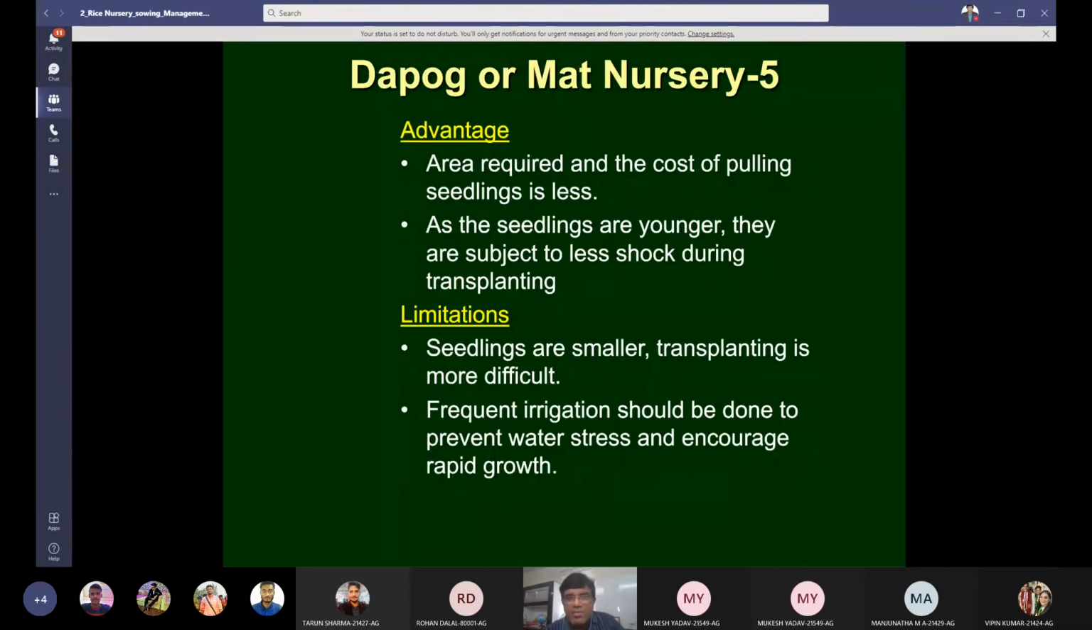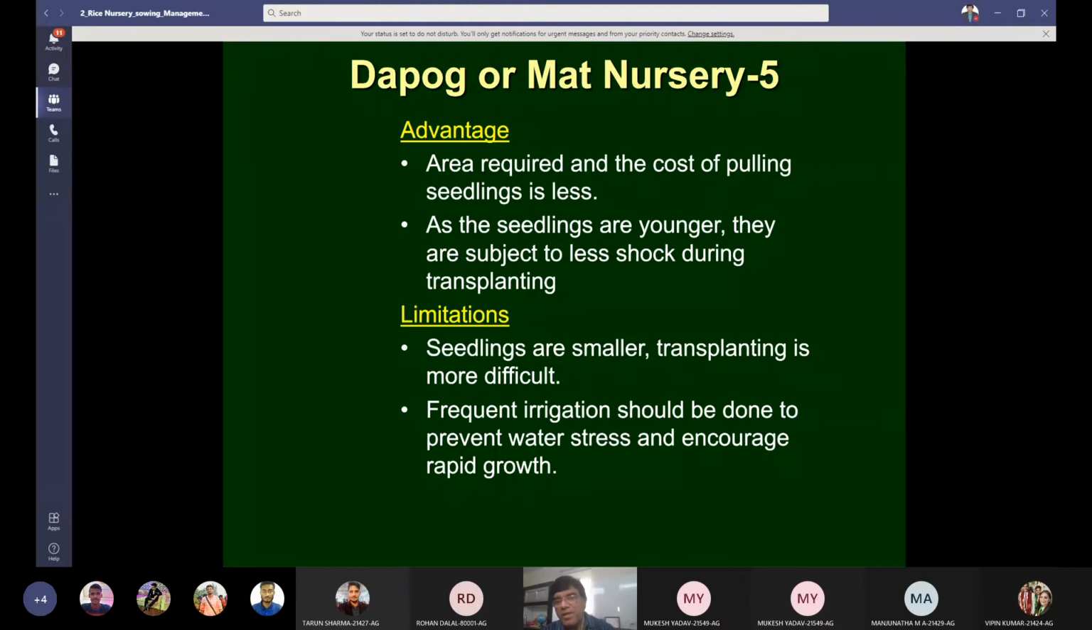So what are the advantages of the depot method of nursery? The area required and the cost of pulling seedlings are less. This is the number one advantage. As the seedlings are younger, they are subject to less shock during transplanting, meaning establishment of seedlings from the depot method is faster than other methods. Limitations are that seedlings are smaller and thin, and their transplanting is more difficult. Frequent irrigation should be done to prevent water stress and encourage rapid growth. So it has some advantages and limitations.